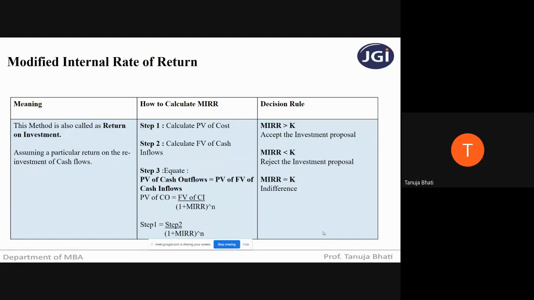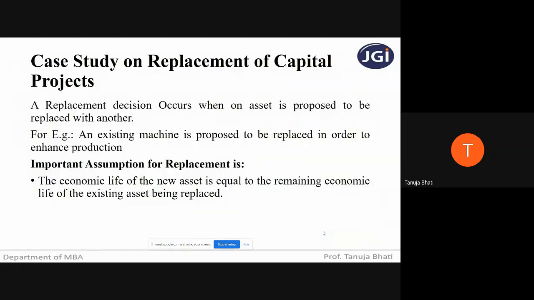Next. So we were remaining with two techniques, that is internal rate of return and modified internal rate of return, which we have already seen. Now in this particular module, you will have a case study, but the case study will be on replacement of capital projects. This case study can come from this module or from any other module, but if a case study on this module comes, it will be on replacement of capital projects. Now, how do you decide about replacement? So let me first read this.